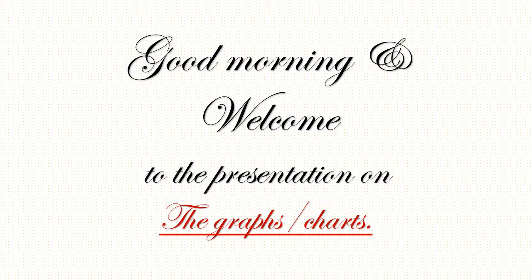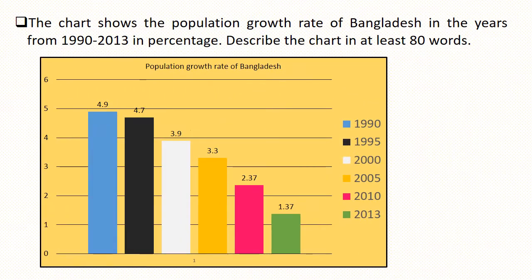In this presentation, I will discuss a bar graph. In this slide, you find a question. Let's read the question first. The chart shows the population growth rate of Bangladesh in the years from 1990 to 2013 in percentage. Describe the chart in at least 80 words.